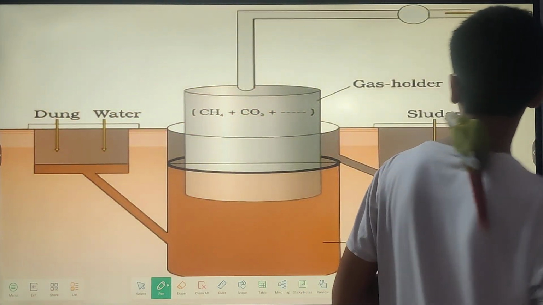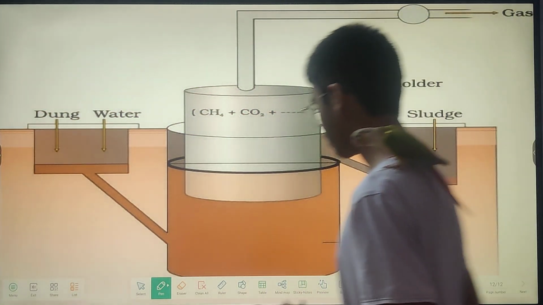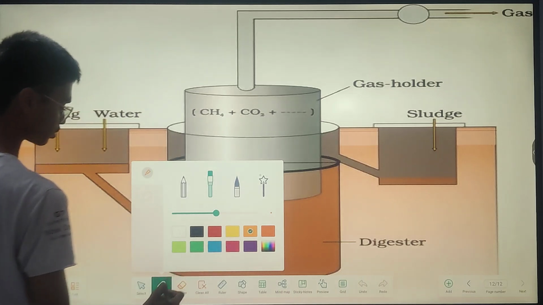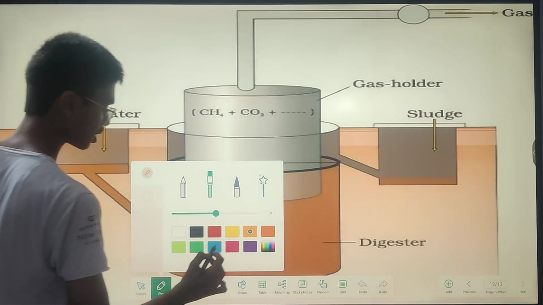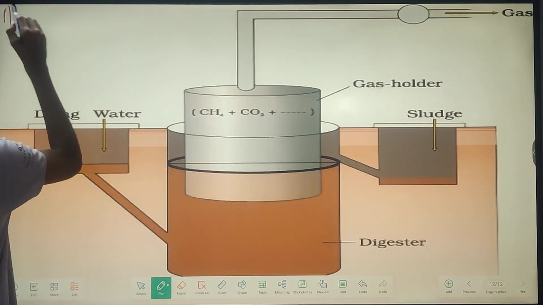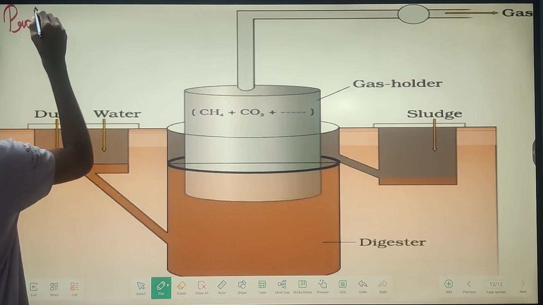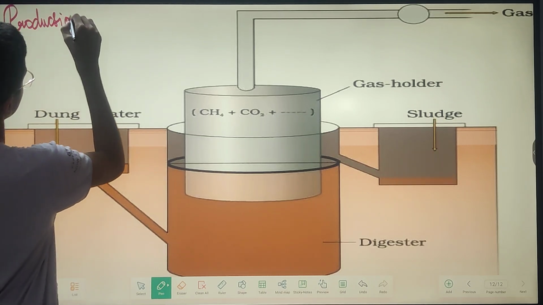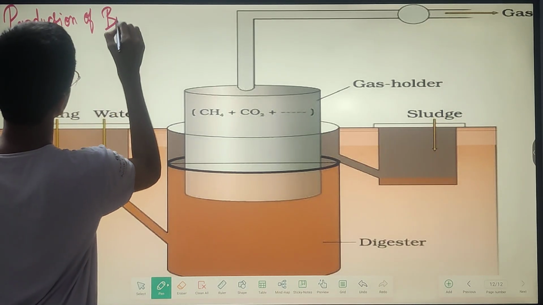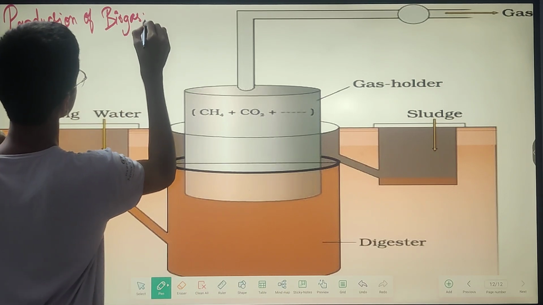Now we are going to see production of biogas. Very easy. With this we are going to end this video, because I'm not prepared for the next two topics. Production of biogas.